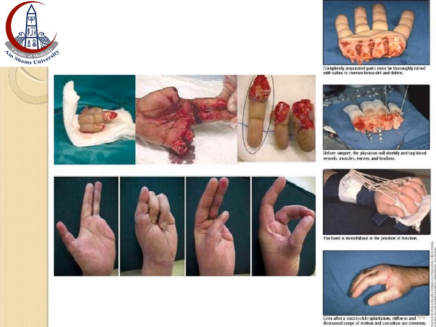Here, amputation of the hand at the mid carpal level, and the replantation. Briefly, we replant the parts by fixing the bone, repairing the tendons of the muscles, and then repairing the vessels, arteries, and veins.